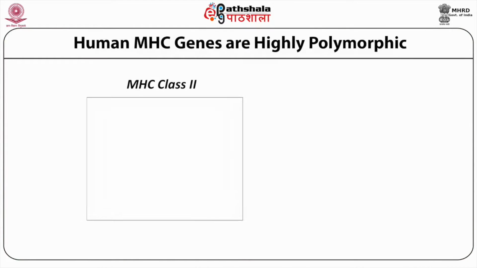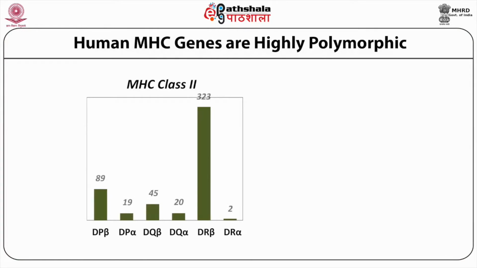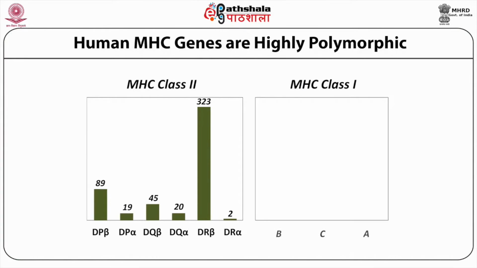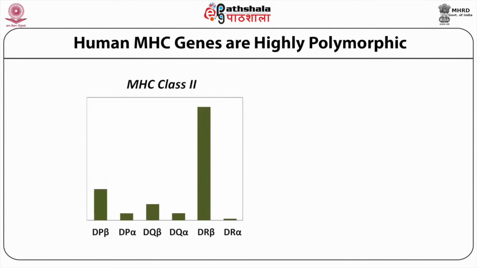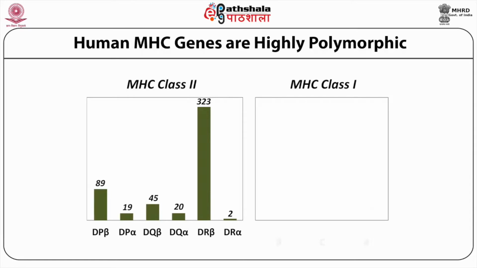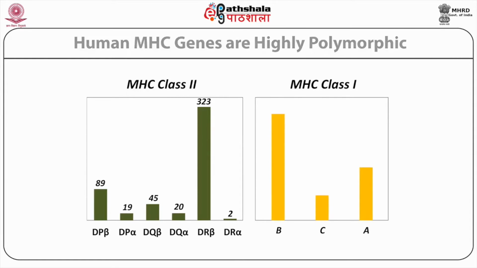There are more than 200 alleles of some class 1 and class 2 genes. Each allele has a high frequency in the population. Hence, there is a strong probability that both homologous chromosomes in an individual will have different alleles.